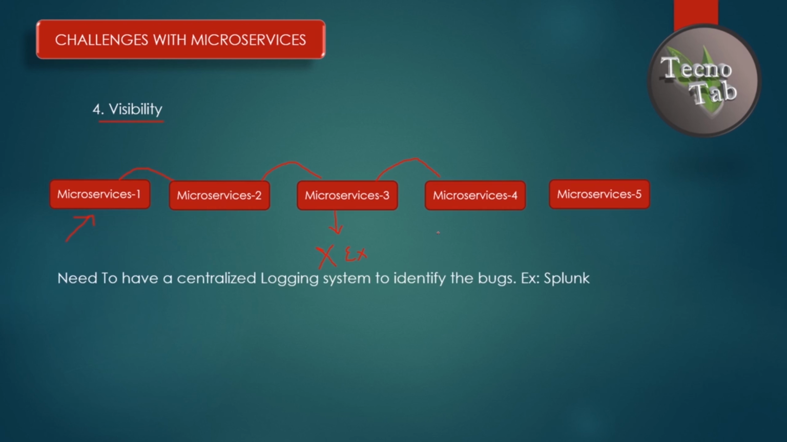So we need to have something called a centralized logging system, say Splunk or Kibana, where we configure our microservices application so that we can get exactly where our bug is, and monitoring is required for this kind of project.